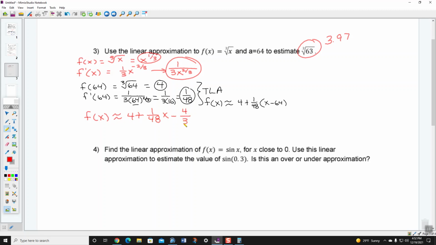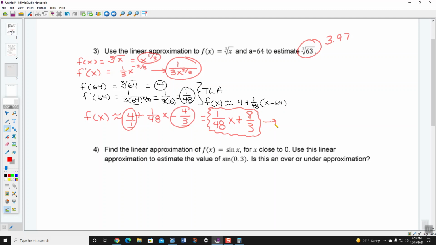Okay? Now I'm going to treat this 4 up here, this 4 over 1, as like 12 over 3, so I can combine with this. So 4 would be equivalent to 12 over 3 here on the left. 12 over 3 minus 4 over 3. That's going to be a positive 8 over 3 in the end. So this becomes 1/48 of x. And then, again, this 4 is like 12 over 3 minus 4 over 3. That would be 8/3 left. Here's our tangent line approximation. Now, use that to evaluate the cube root of 63.